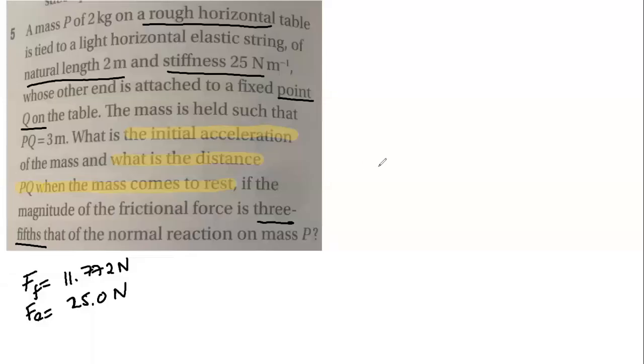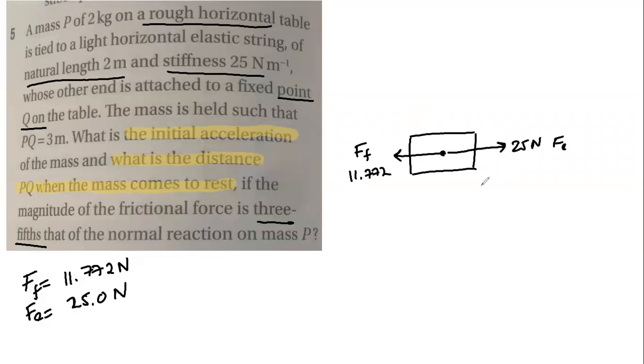for the dynamic part of this problem, I have, again, this mass, and I have a frictional force here, which is 11.772. And of course, at the front, I have 25 newtons, which is the elastic force. So my question here: what is the net force? What is the resultant force?